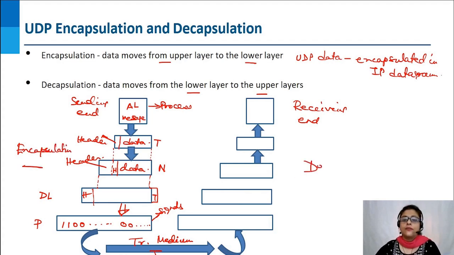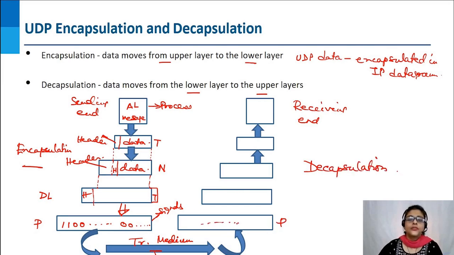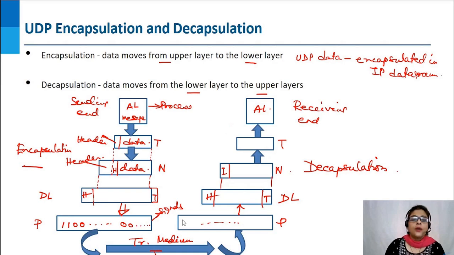At the receiving end, we have decapsulation. So data at the physical layer as received from the transmission media is moved to the data link layer, and the corresponding header and the trailer are removed and fed to the network layer. At the network layer, again the IP header is removed and fed to the transport layer, and from the transport layer it moves to the application layer. So this is about encapsulation and decapsulation of UDP data into the IP datagram.